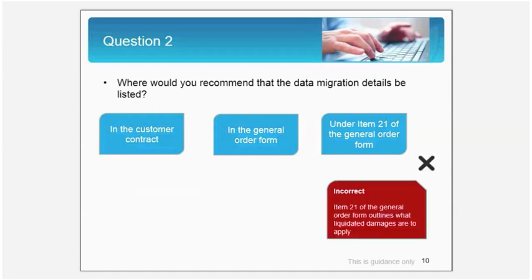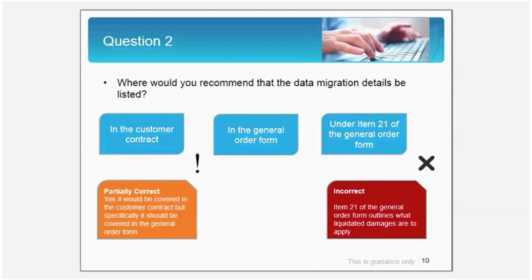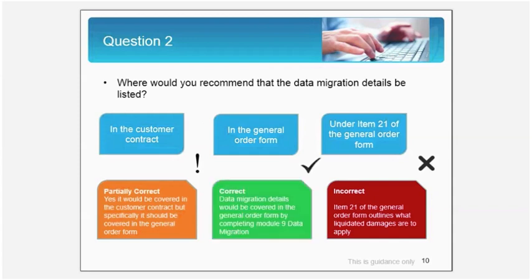Item 21 would be incorrect as it outlines what liquidated damages are to apply. If you chose customer contract, that would be partially correct. The correct answer is the general order form. Data migration details are well covered in the general order form module 9.